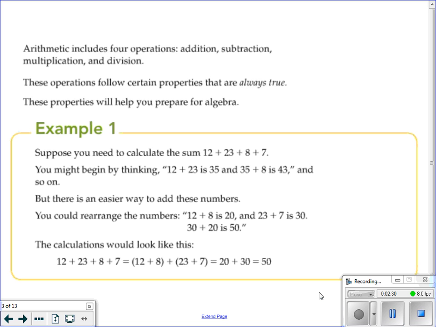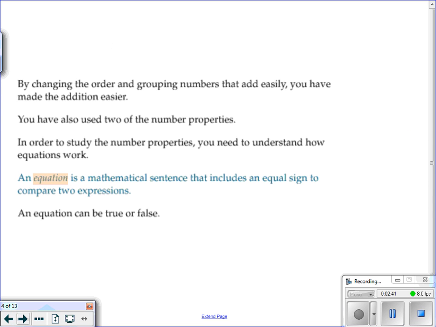So the first example just goes through our previous slide. So if you need to take time and just kind of look at that again to further understand it, you can go ahead and do that. Looking at this here, again, it's just telling you you can change the order and you can group numbers that add easily to make addition easier, okay, because of number properties.